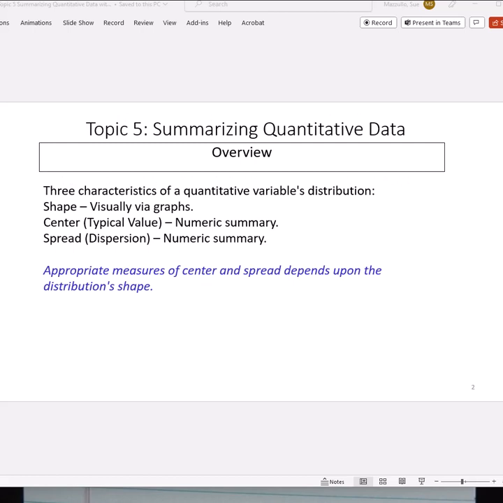So there are three characteristics of a quantitative variable's distribution. We can look at the shape, the center, and the spread. Now the shape, it's a visual. We can look at that through graphs. The center, the typical value, the expected value, that's a numerical summary. And spread, the dispersion, how spread apart our data is, also a numerical summary. Now the appropriate measure of center and spread depends upon the distribution's shape.